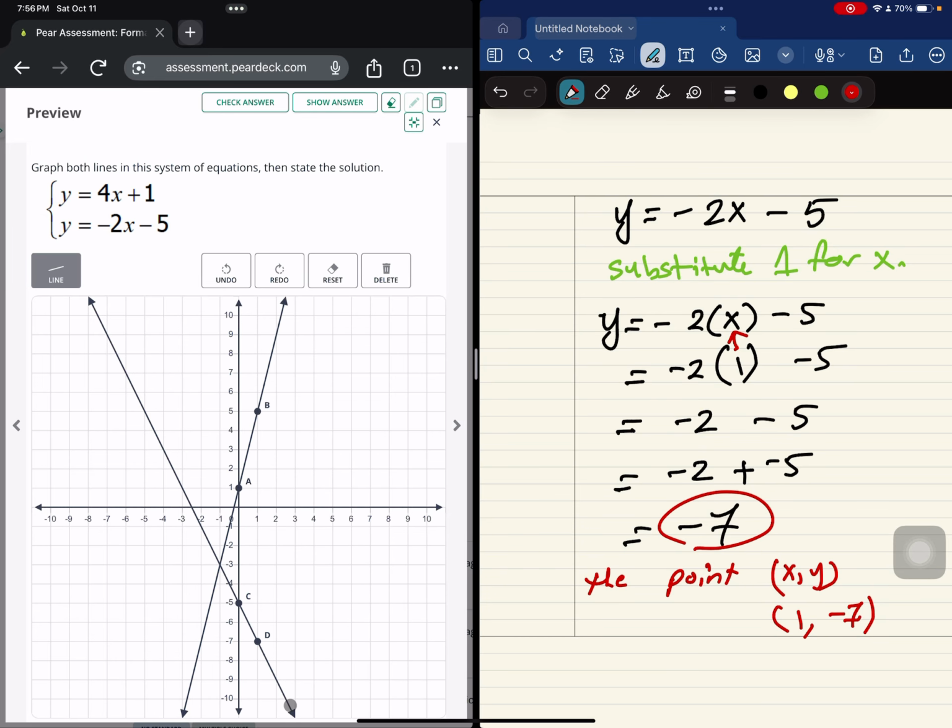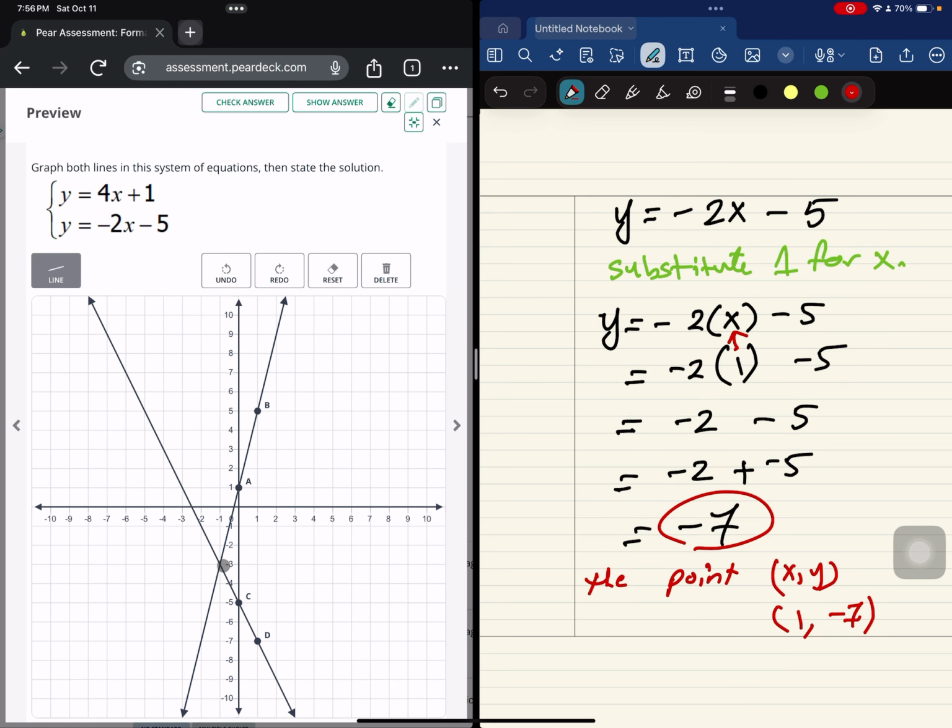So we solved in this case the first part of the question, which is graph both lines of the system of equations, so we get the graph. And the second step is state the solution. The solution in this case is exactly the point of intersection between the first line, as shown here, and the second line. And here is the point.